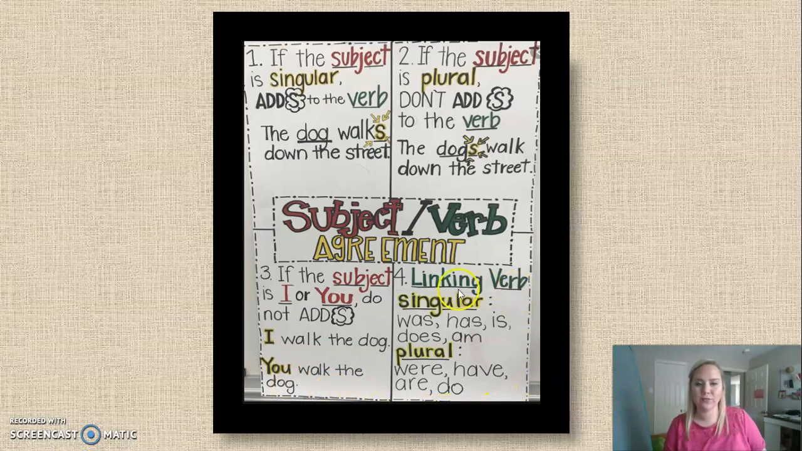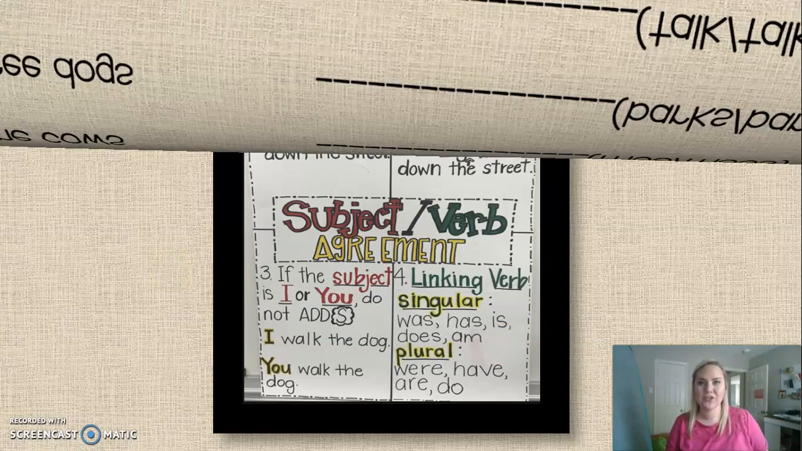And the other rule is linking verbs. So for singular, we have was, has, is, does, and am. If I'm talking about plural, maybe two or more people, were, have, are, and do. So we're going to look at some examples together and try to figure them out.